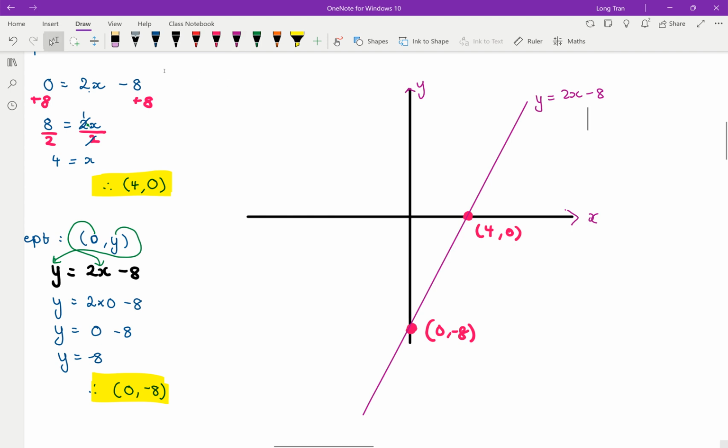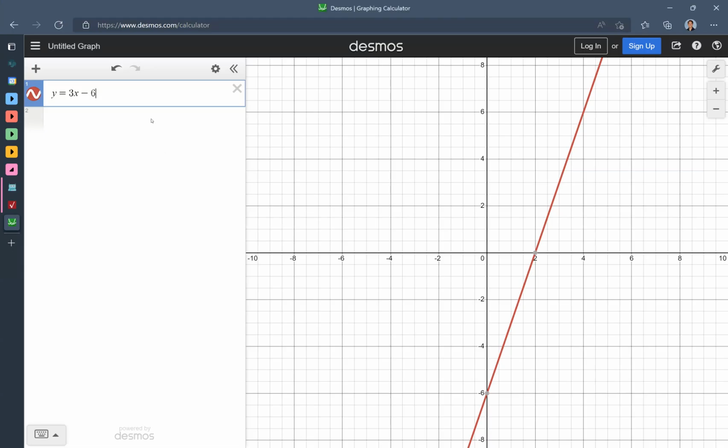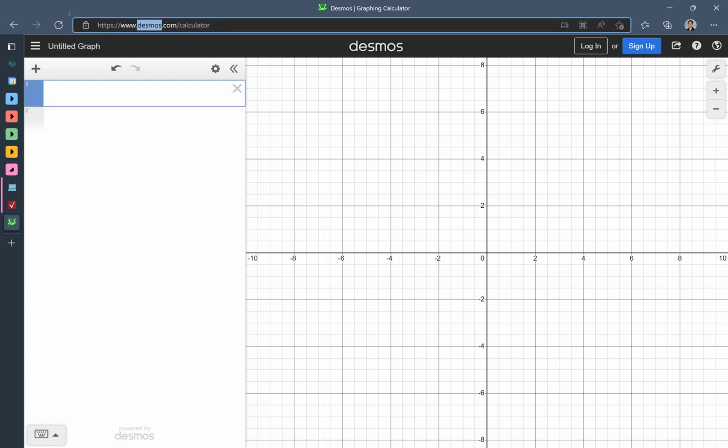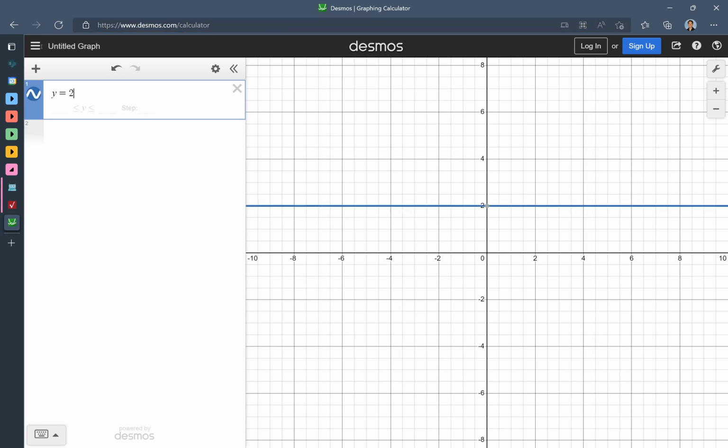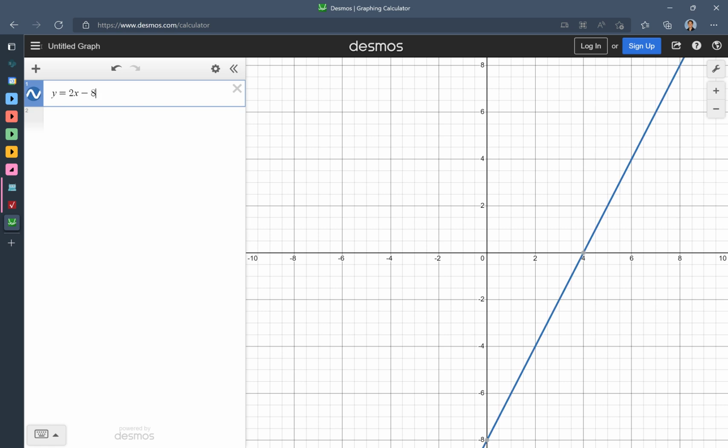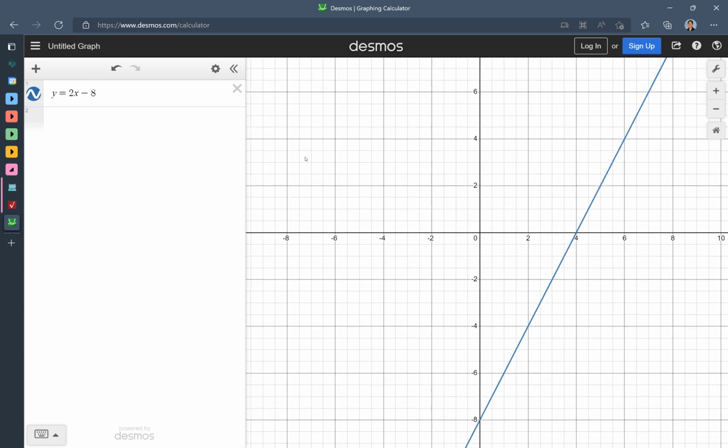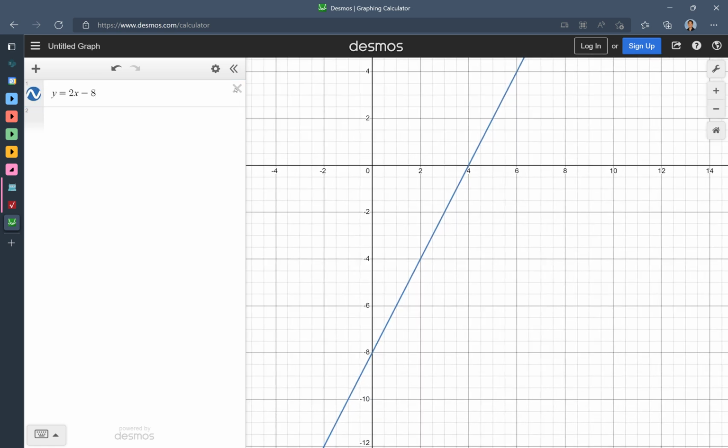So let's have a look if it's true. Go to your browser, okay, and let's have a look. This is Desmos. Remember you can type Desmos into Google and click on the one that says graphing calculator. So here we go. I'm going to write y equals 2x minus 8. Have a look at this graph here. Can you see we already figured out that's the coordinate (4, 0), and then over here it's (0, -8)? Can you see that?